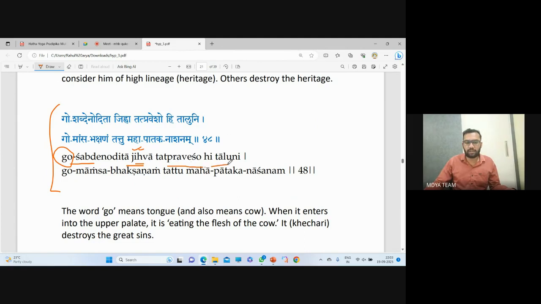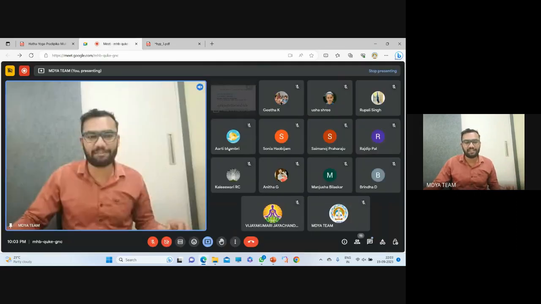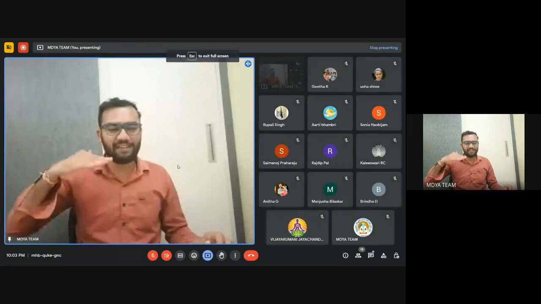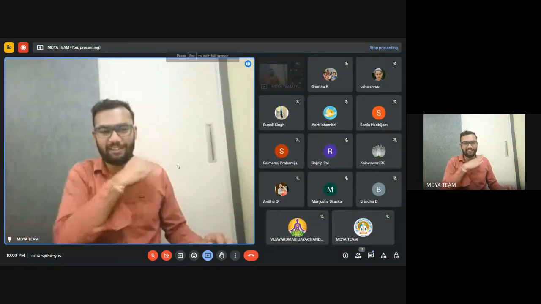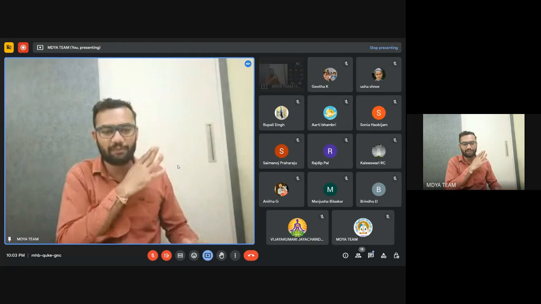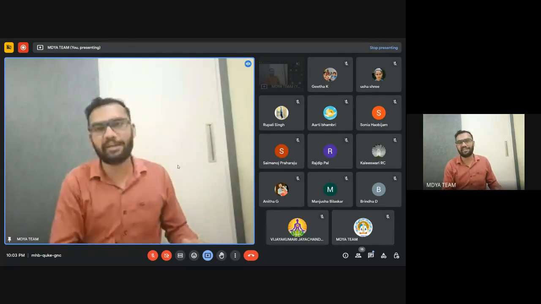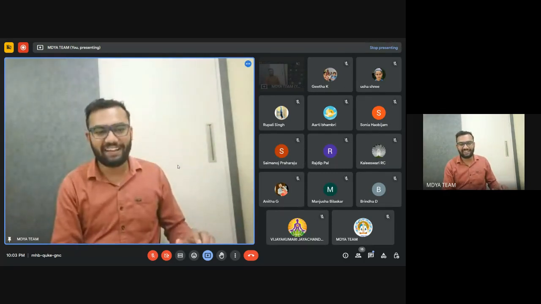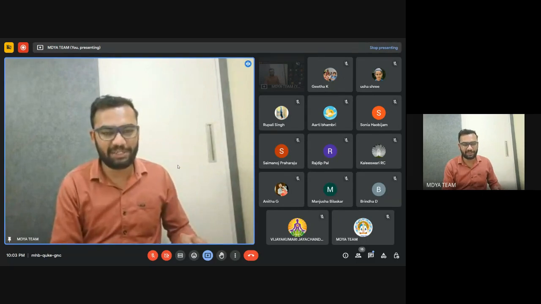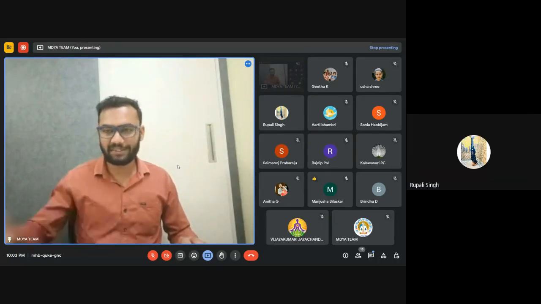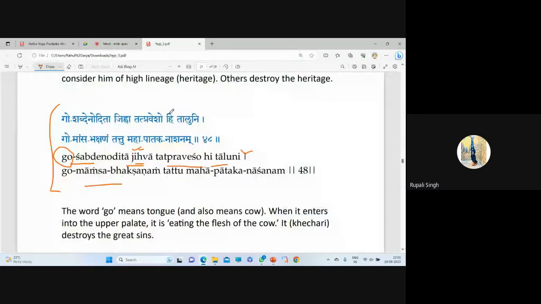Tat parveso hi taluni. We are entering the soft palate, the foramen of the cranium. That exercise is called Gomas Bhakshanam. If we are entering our tongue, penetrating in the tongue, in the cranium foramen, that is Gomas Bhakshan here, not eating the meat of the cow. Okay, are you getting what is actual Gomas Bhakshan? Yes, sir. Okay.